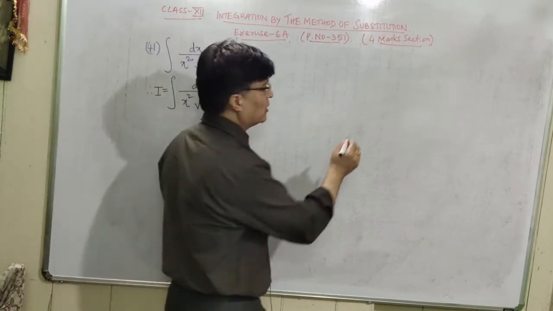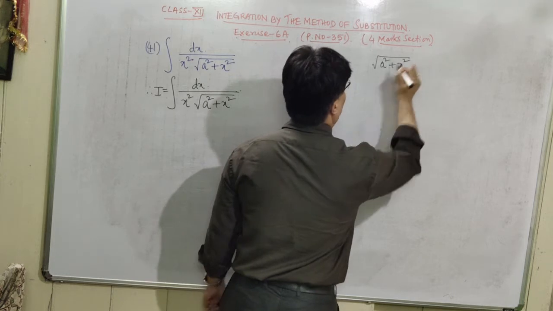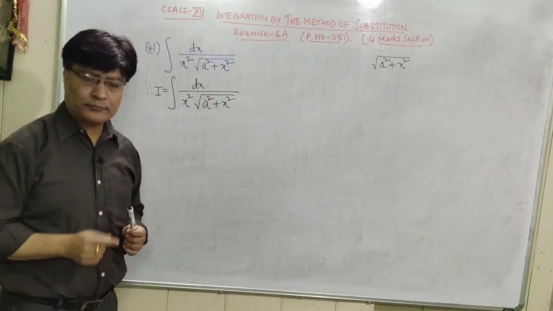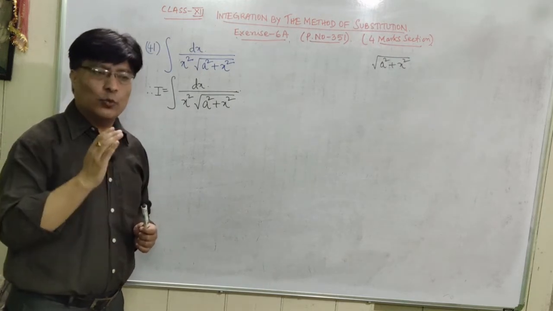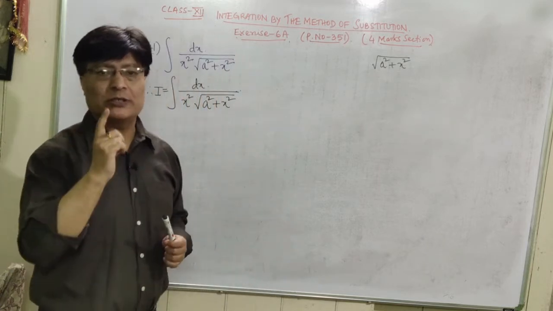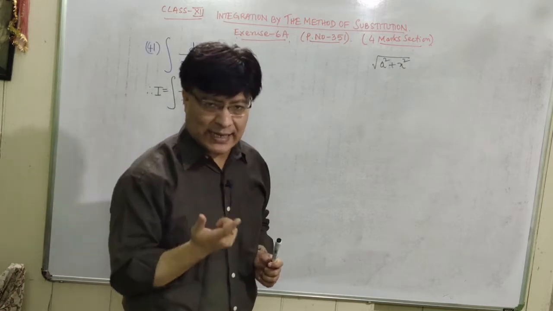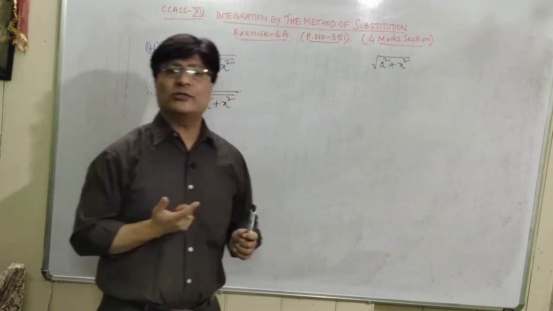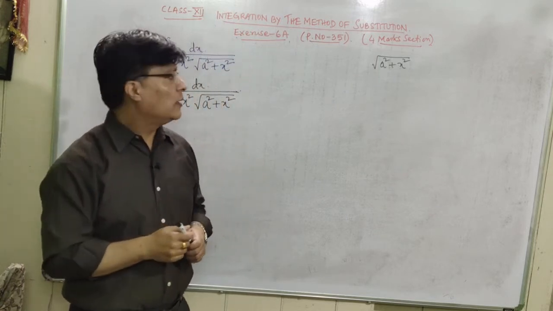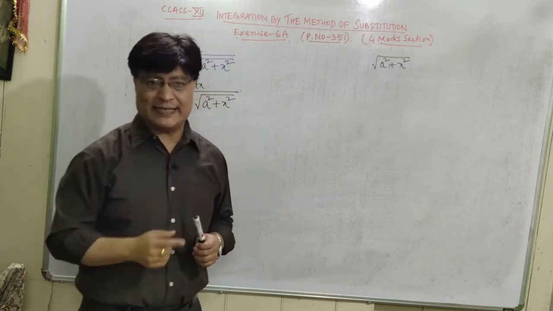So within square root there is a square plus x square. So what should you put for x in this case? Since a square is there, we cannot put only x is equal to sin theta here. You have to put a sin theta. If you put x is equal to a sin theta, it will be a square sin square theta, and you can take common a square, and within bracket we have 1 plus sin square theta. But since this is plus, you have to put a tan theta.